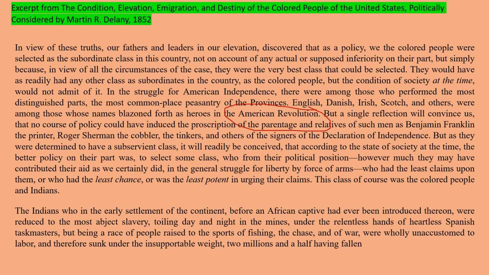As he mentions up here, he talks about other groups of people, but there might be a potential problem, as he mentions here. Men such as Benjamin Franklin, the printer, Roger Sherman, the cobbler, tinkers, and others, signers of the Declaration of Independence, they were determined to have a subservient class.